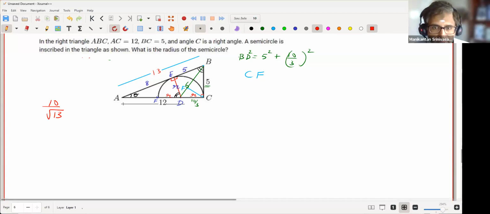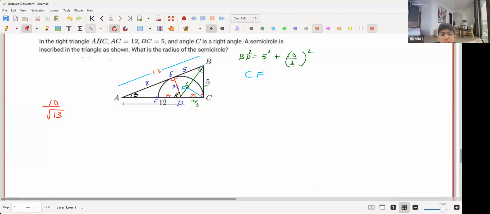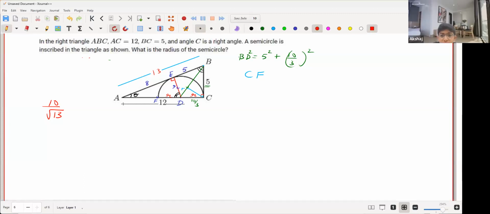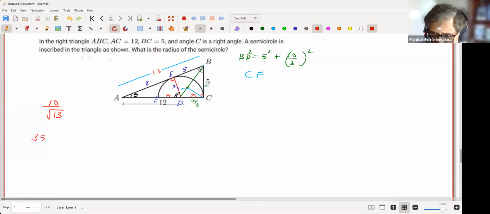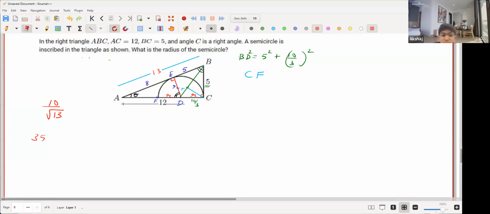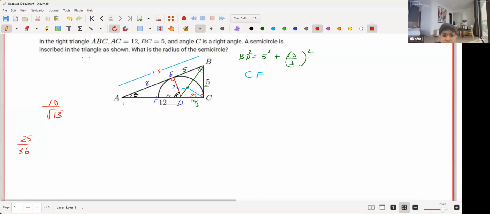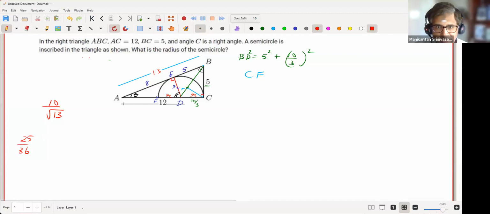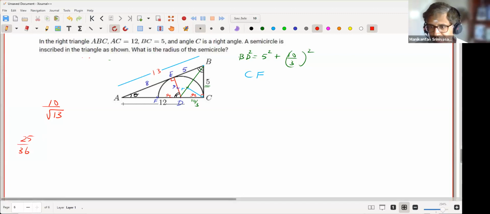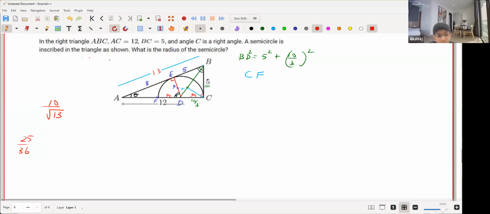Sorry, I didn't work it out myself. 25 by 36. You got 35 by 36? No, sir, 25 by 36, without any root. Okay, but that's less than 1, right? Definitely by inspection, just by visual, you can see it's more than 1, no? CF, see, CD is approximately 3.